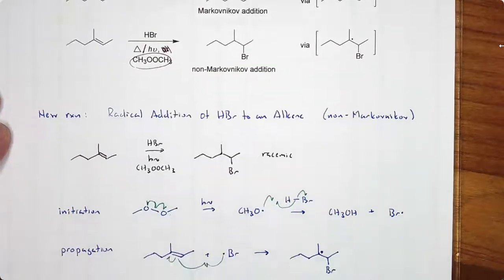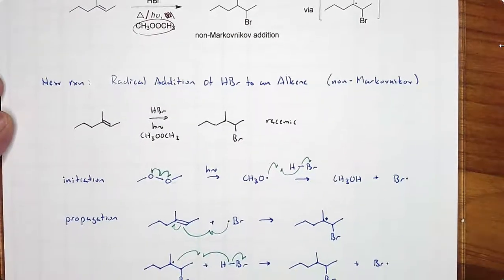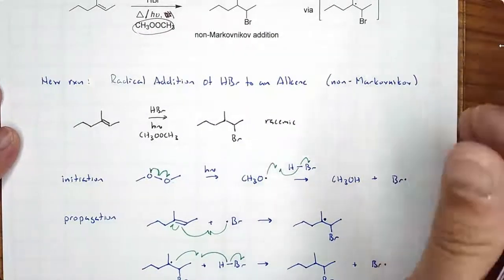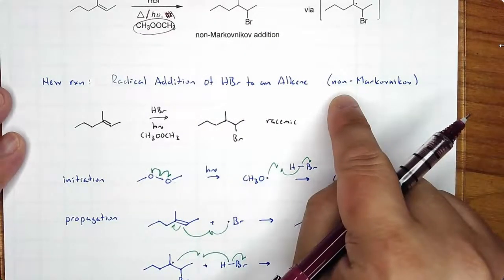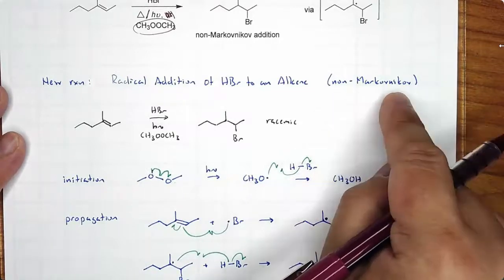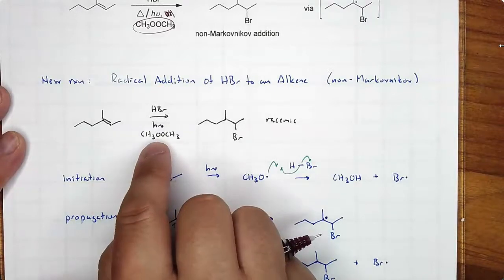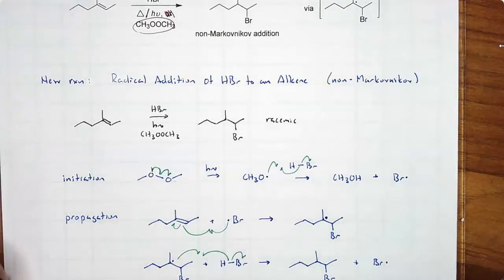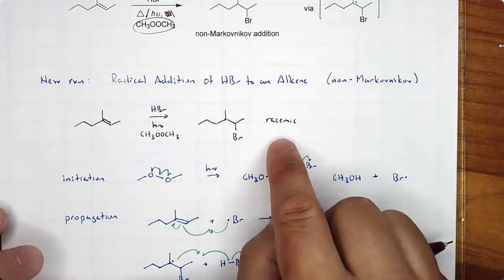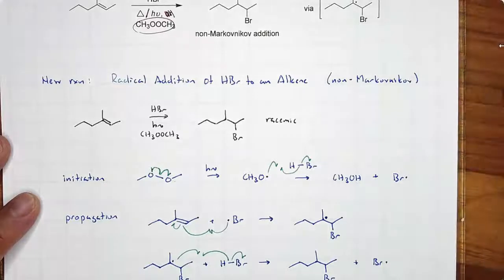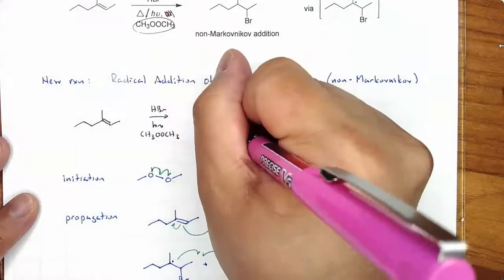So here's the new reaction, radical addition of HBr to an alkene, and we are going the opposite of what we saw previously, and so the regioselectivity is called non-Markovnikov addition. And here I chose light to put with my peroxides. We do get a racemic mixture. We'll talk about that at the end because it's actually a mixture of now 4 products because we have 2 chiral carbons.